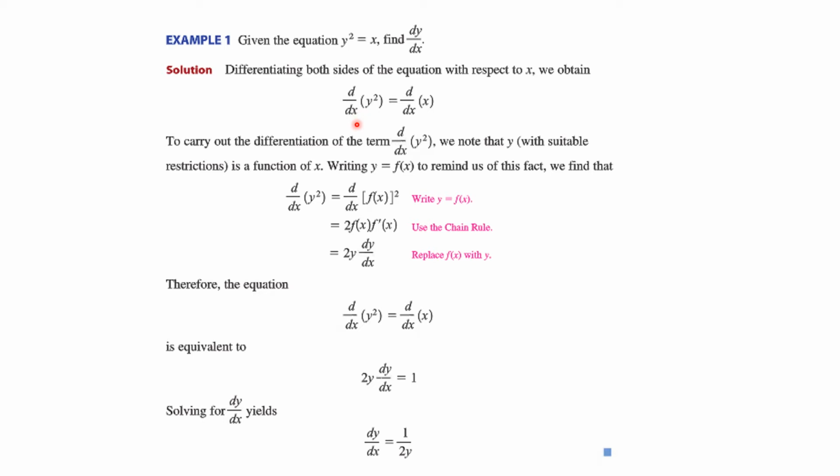So by the chain rule, we have to take the derivative of this first with respect to y and then with respect to x. So you see what happens is the derivative of y squared is going to be 2y, then times dy/dx by the chain rule. Therefore, this side becomes this after I take the derivative. This side becomes this, and then I can solve for dy/dx by dividing both sides by 2y.